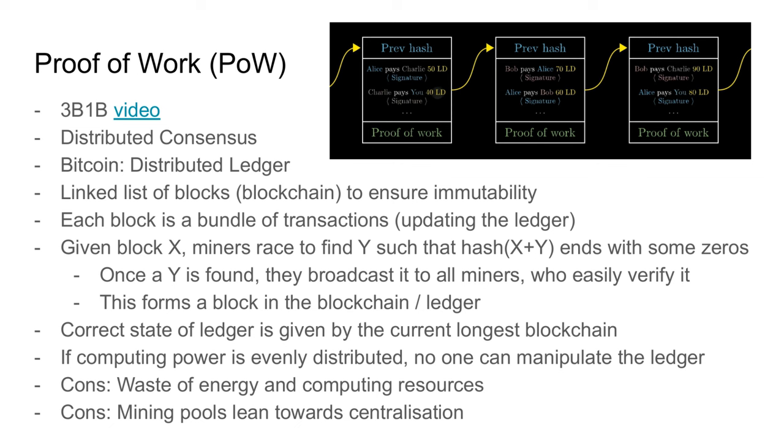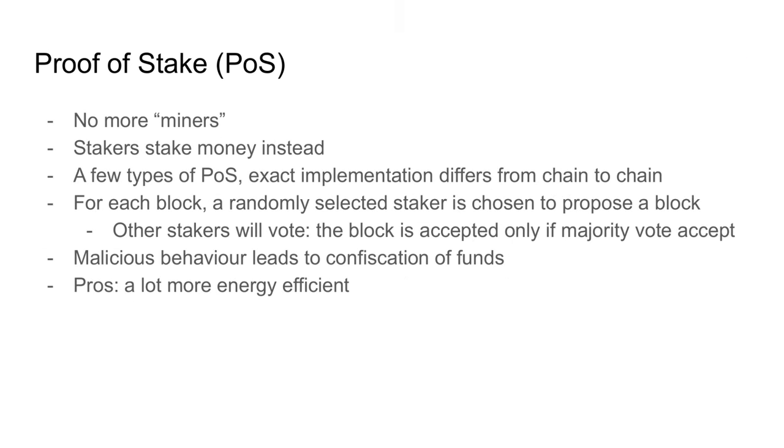And basically, Bitcoin's proof of work has a few limitations. Okay, so that led to the idea of proof of stake. So instead of having miners which use computing power to mine the blocks, now stakers will stake money instead. So they'll deposit some amount of money in some trusted area, some vault.